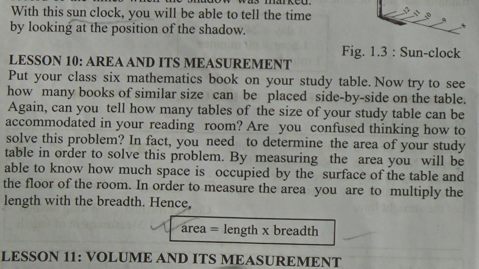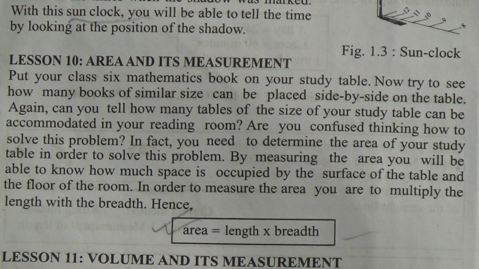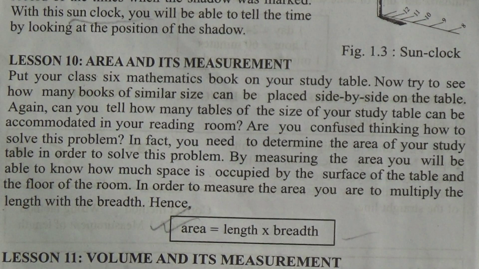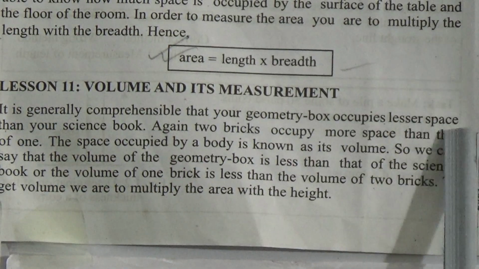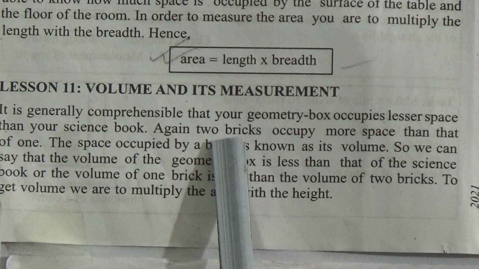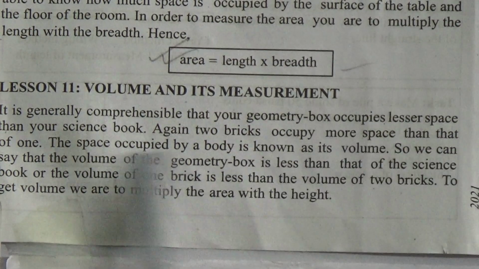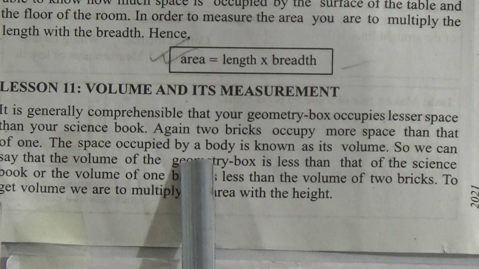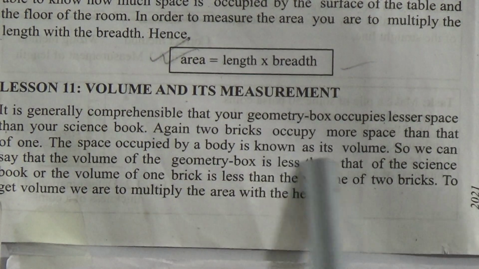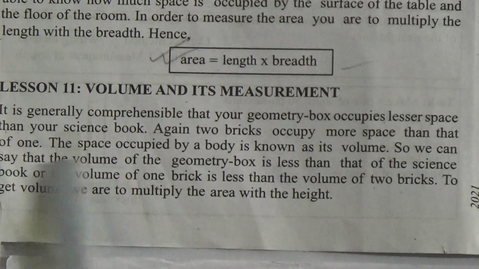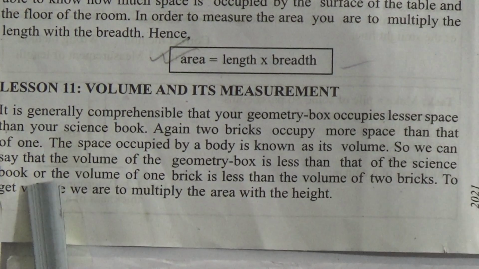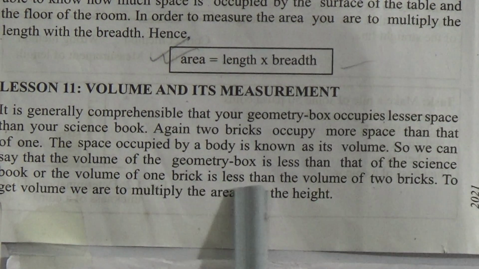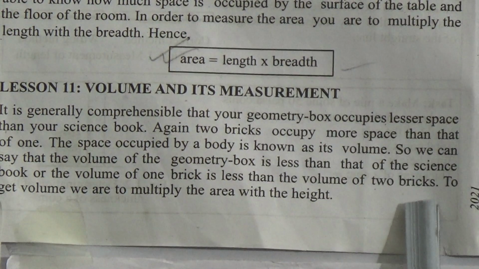Now, lesson 11. Volume and its measurement. It is generally comprehensible that your geometry box occupies less space than your science book. Again, 2 bricks occupy more space than one. The space occupied by a body is known as its volume. So, we can say that the volume of the geometry box is less than that of the science book, or the volume of 1 brick is less than the volume of 2 bricks.